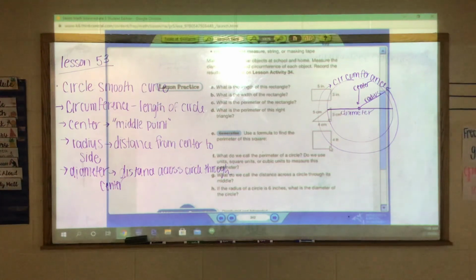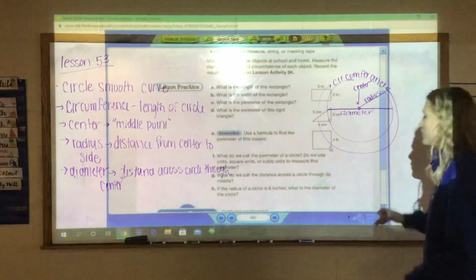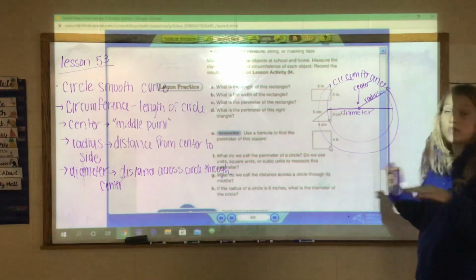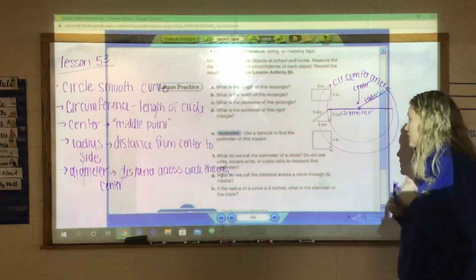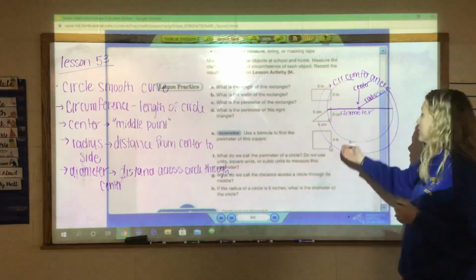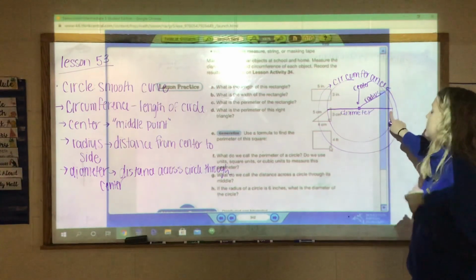What do we call the perimeter of a circle? Well, the perimeter of a circle is the circumference. And then do we use units, square units, or cubic units? Just units. We haven't talked about square units or cubic units yet. Okay, and then what do we call the distance across the circle through its middle? So all the way across the circle through its middle is the diameter.